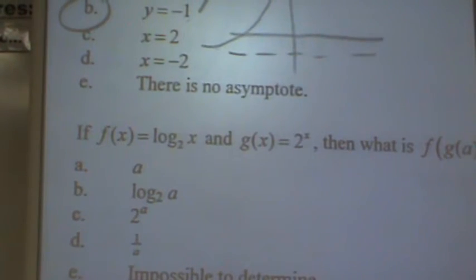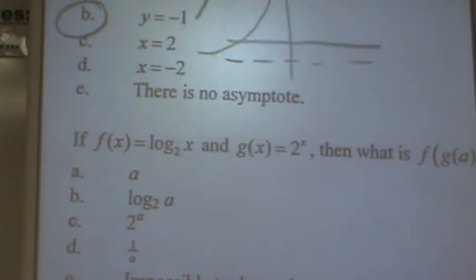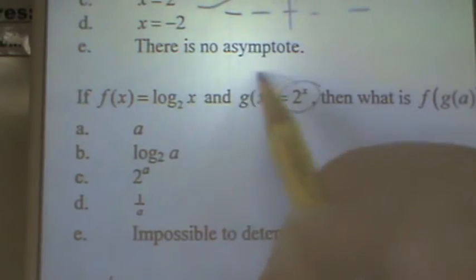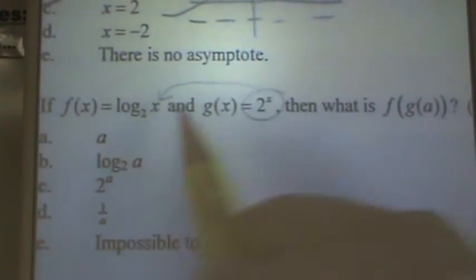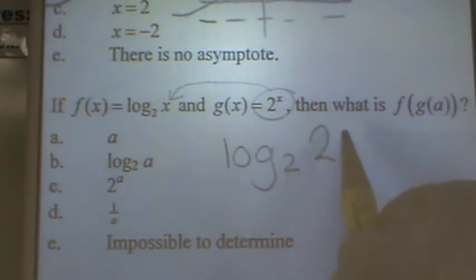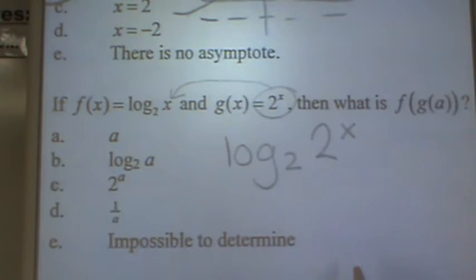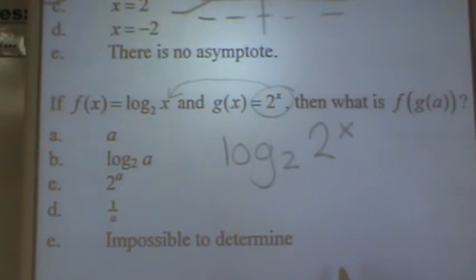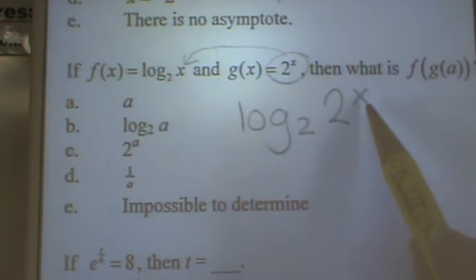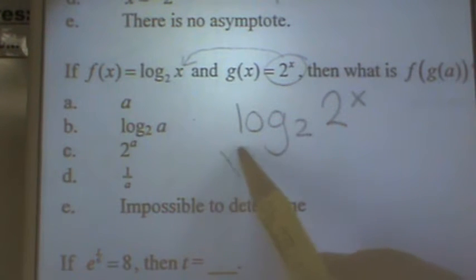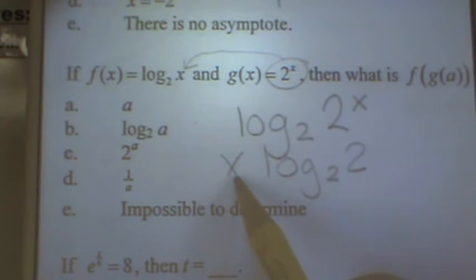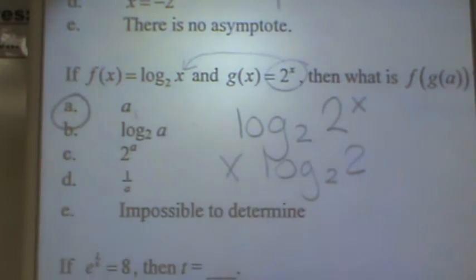Okay? The next one, it's asking you for f of g of a. If you were to plug the g function into the f function, you would have the log base 2 of 2 to the x power. But they're asking you to plug an a in. So really, instead of the x, you've got an a. If you bring this in front, this is equal to 1, so really you just have whatever you plugged in, so A is the correct answer.